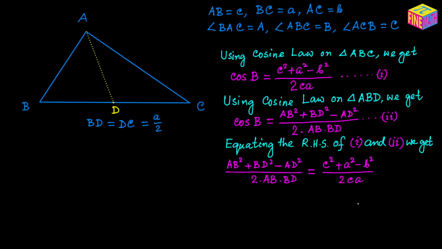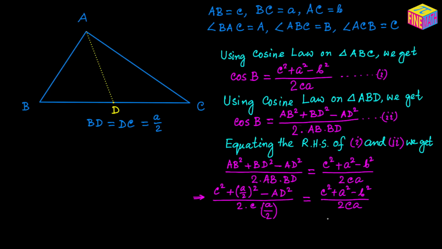So equating the right hand sides, we get AB squared plus BD squared minus AD squared over 2 times AB times BD is equal to c squared plus a squared minus b squared over 2 times c times a. Now AB is nothing but lowercase c, and BD is half of a. AD is the unknown that we are going to calculate, so I keep AD as is. So we get c squared plus a squared over 4 minus AD squared over 2 times c times a over 2, which is equal to c squared plus a squared minus b squared over 2ca.